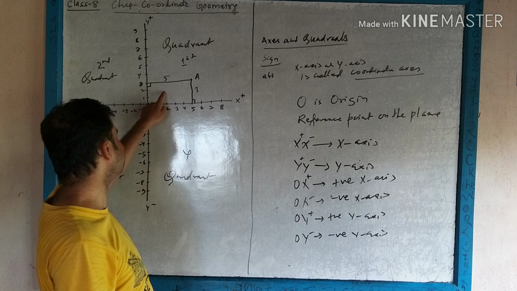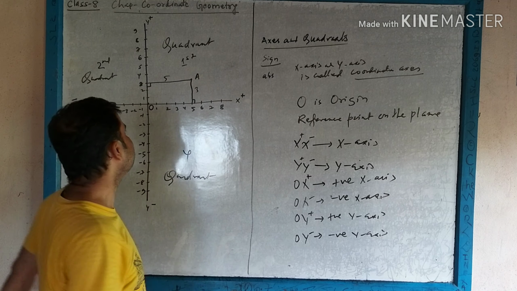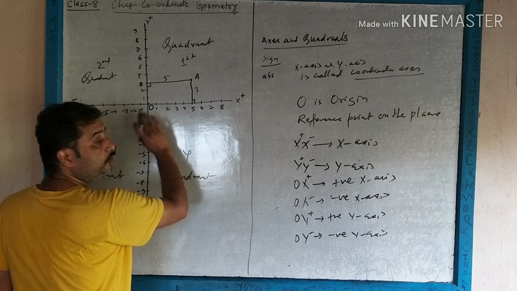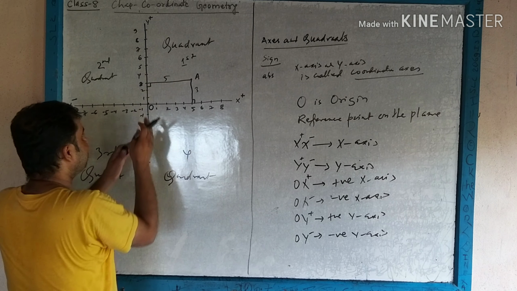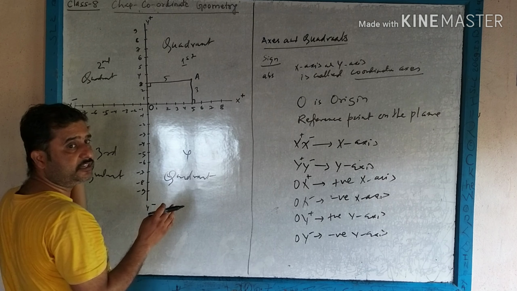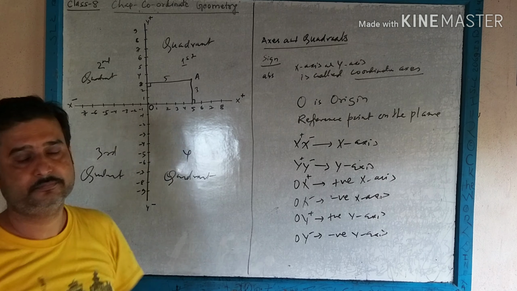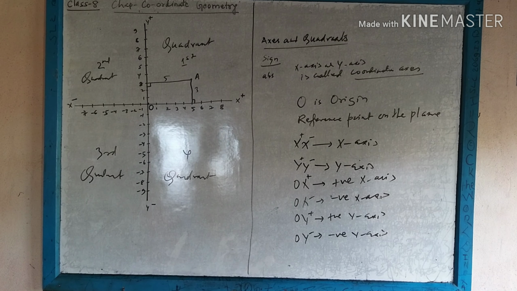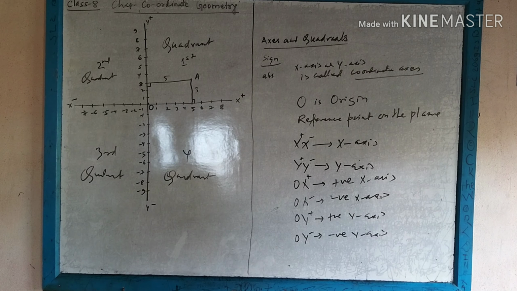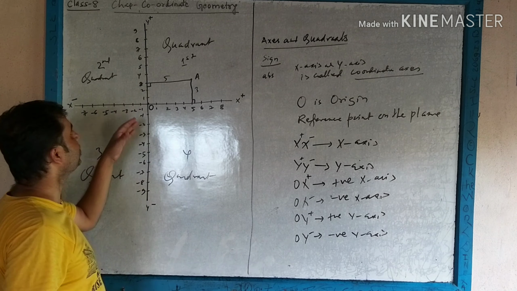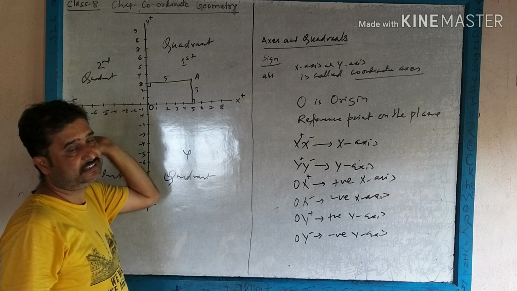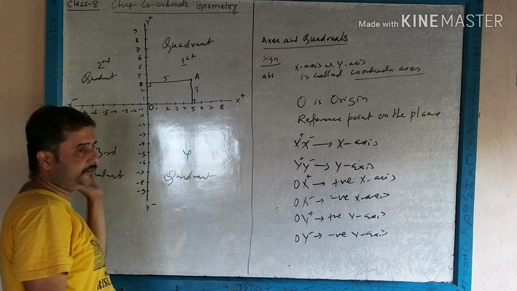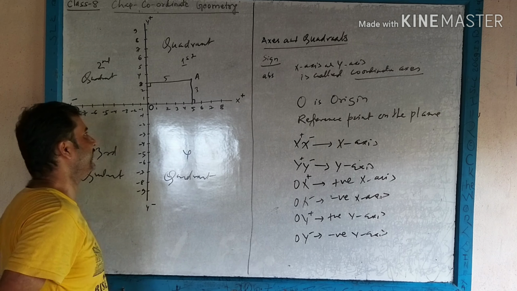The point is 3 units above. If you take the right side from the origin, it is a positive count. If you take above, positive count. If you take left, negative count. If you take below, negative count. Up, positive; right, positive; left, negative; and down also negative.